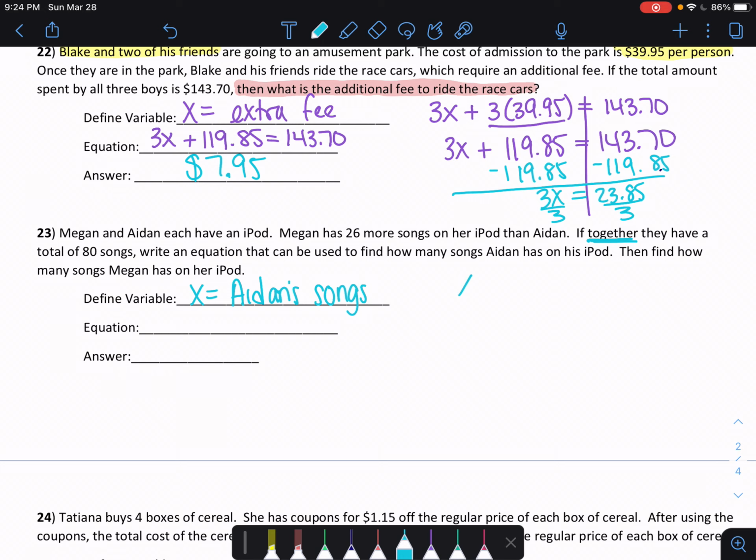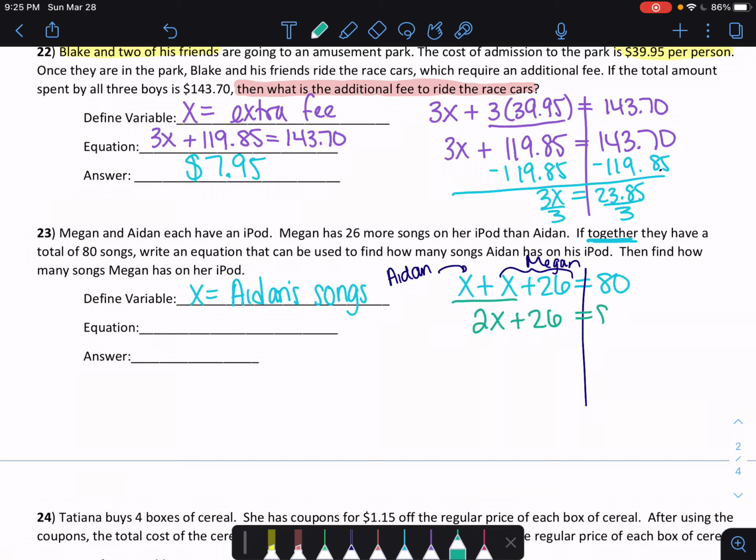So I'm going to have x plus 26 is equal to 80, because this first number, this x here, that's going to be Aiden. And then this x plus 26, that's Megan. So I have to have both x's in my equation. When I combine like terms, I have 2x plus 26 is equal to 80.